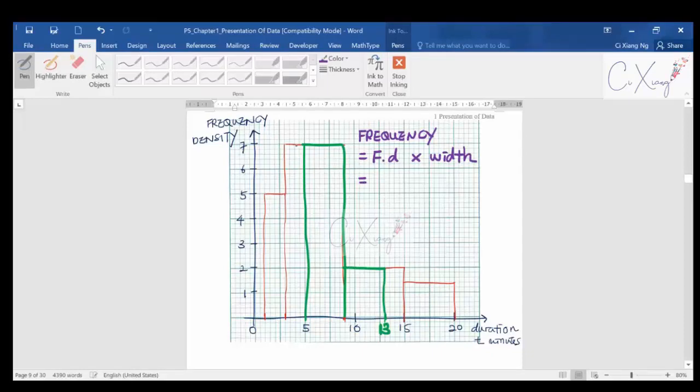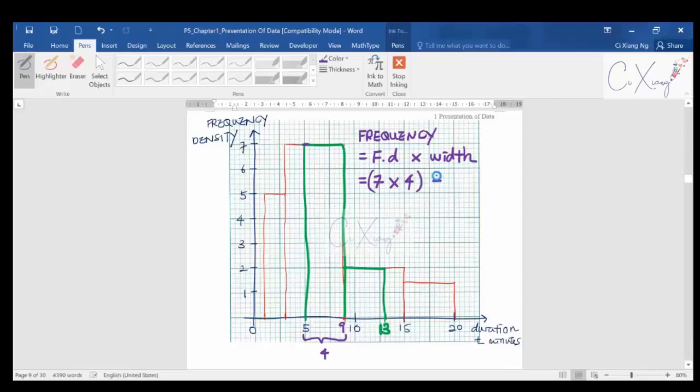Okay, so first, I look at the first graph here. What is the height? So it is 7. Multiply with width. What is the width? From 5 until this value. This value is a 9, right? So 5 to 9 is 4. So you multiply it with 4.